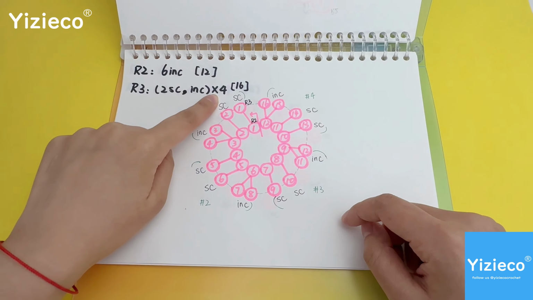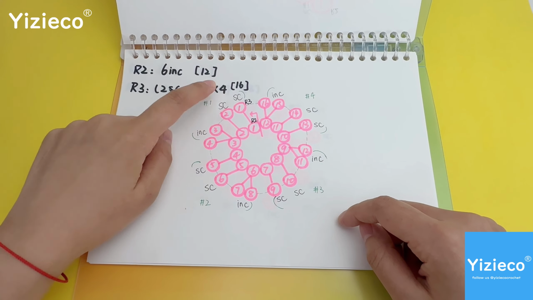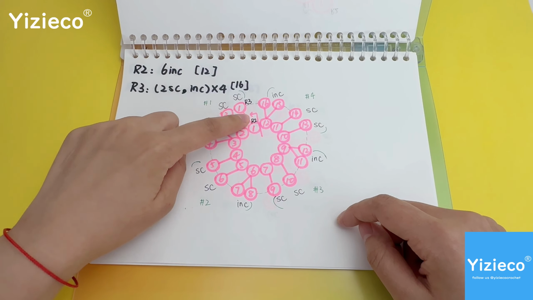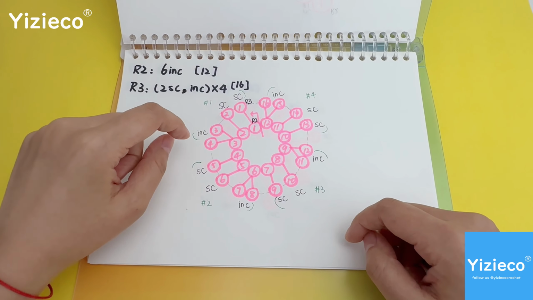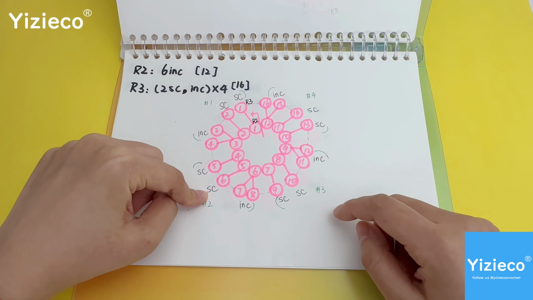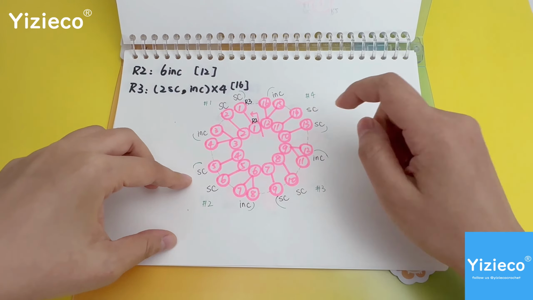The parentheses in round 3 indicate a group of stitches and repeat that for 4 times. So here is group 1. 2 single crochet in each of the first 2 stitches of round 2, then work an increase in the 3rd stitch. And followed by group 2, 3, 4. Totally 16 stitches for this round.